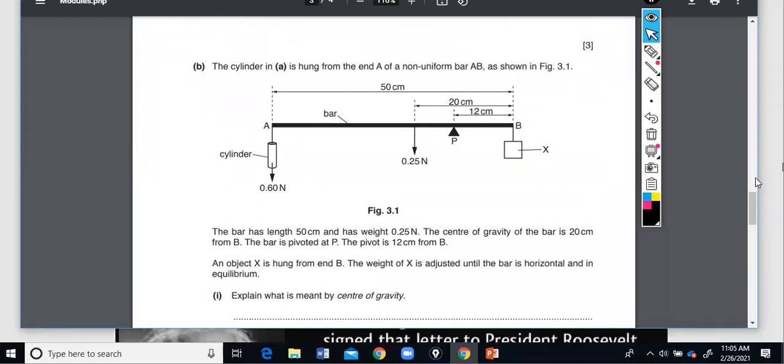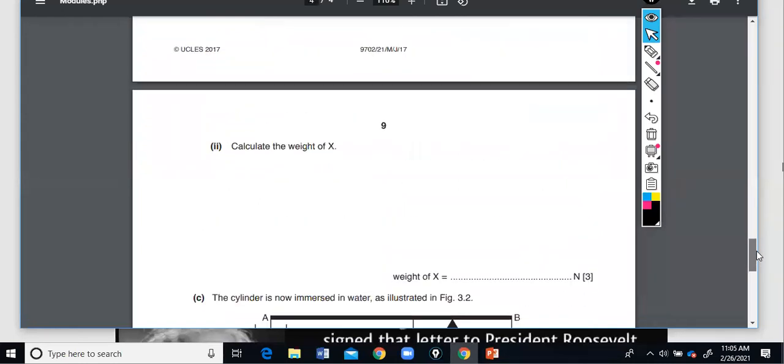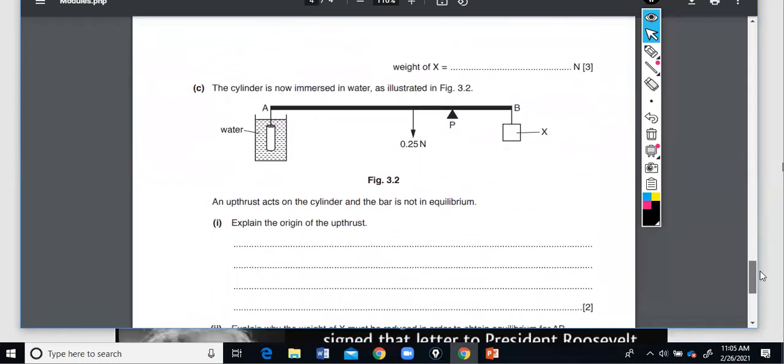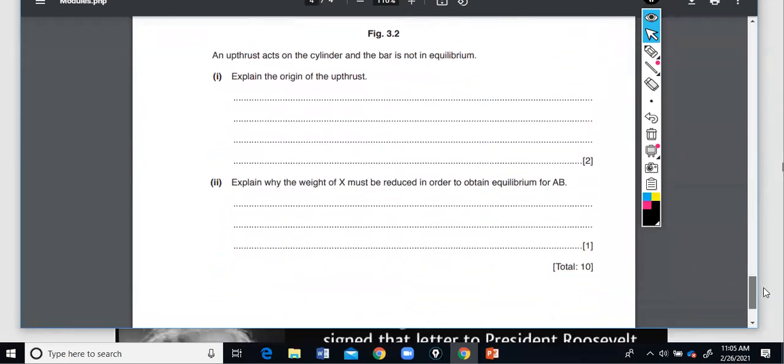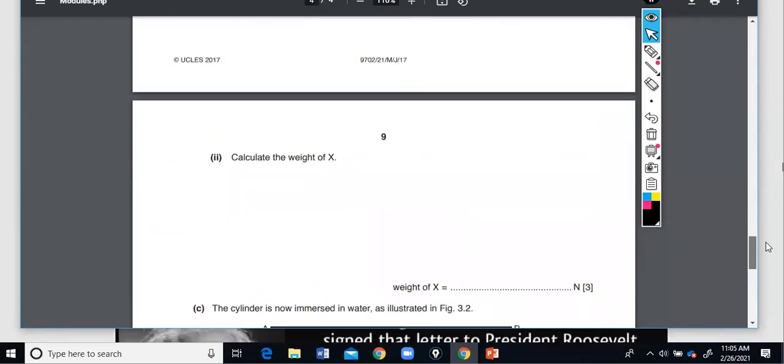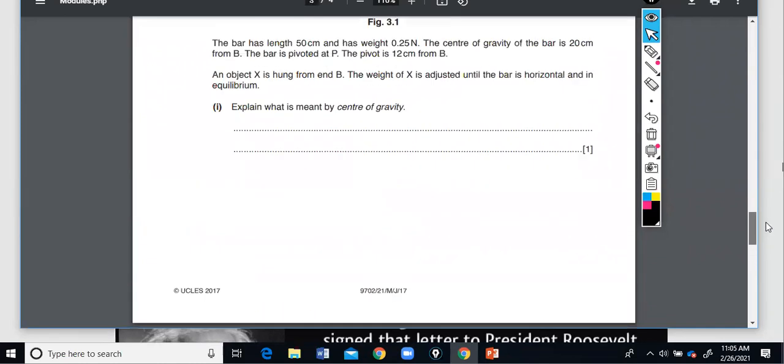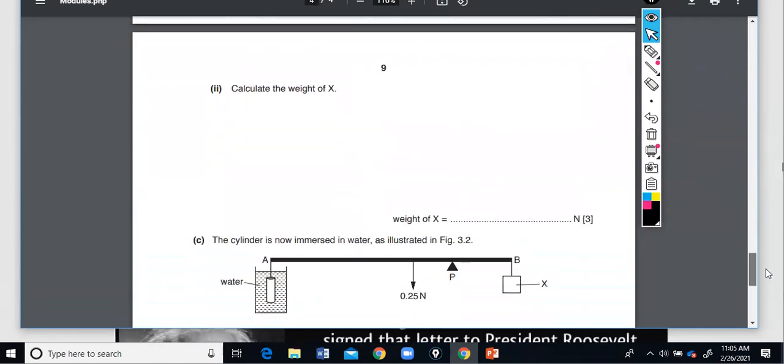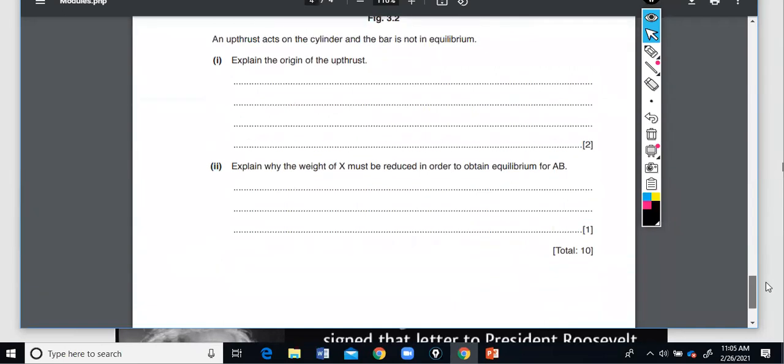We've got 3 minutes to go, and I don't even think that's the last question. Then they ask us about, like, we'll put it in water, explain the origin of upthrust. We'll have to get to that on Monday, you guys. If we can calculate the weight of X, I think we're in good shape to come back on Monday, talk about these last 3 marks.